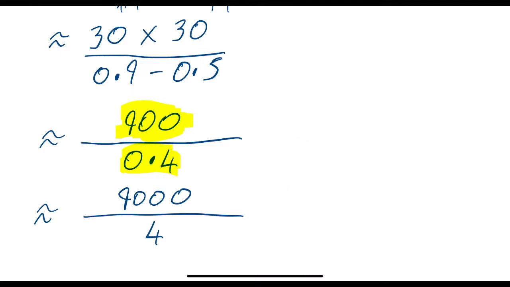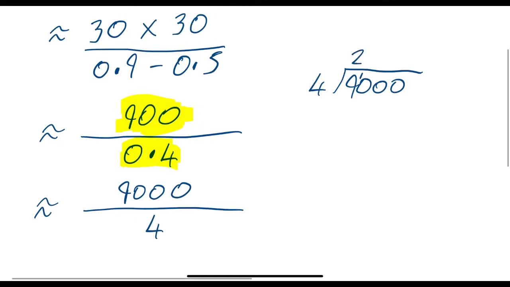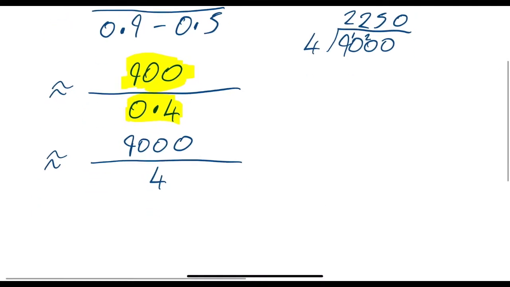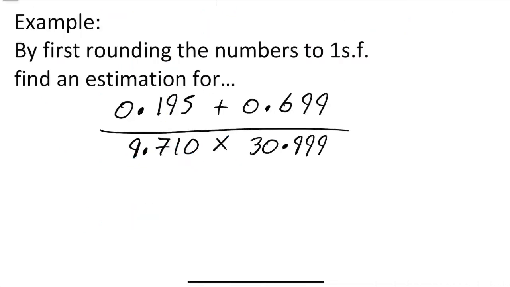So we will do that, and I'll do that at the side here. We've got 9,000 and we're dividing by 4. We'll just do it along a division sum here. 4 goes into 9 twice, 2 times, with 1 left over. And then 4 goes into 10 twice, with 2 left over. And 4 goes into 20 5 times, and then you've got your 0. So your answer is 2,250.